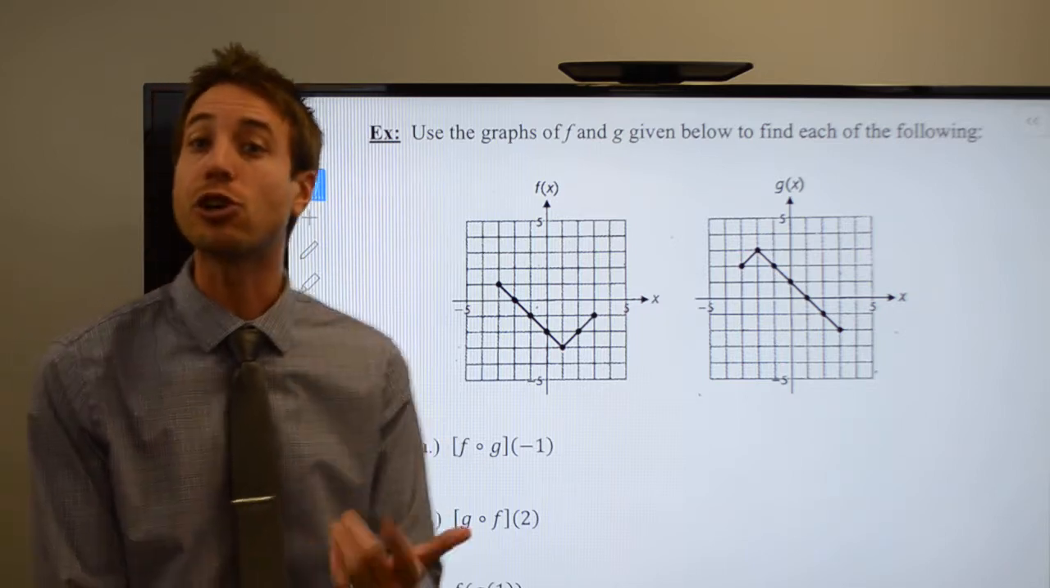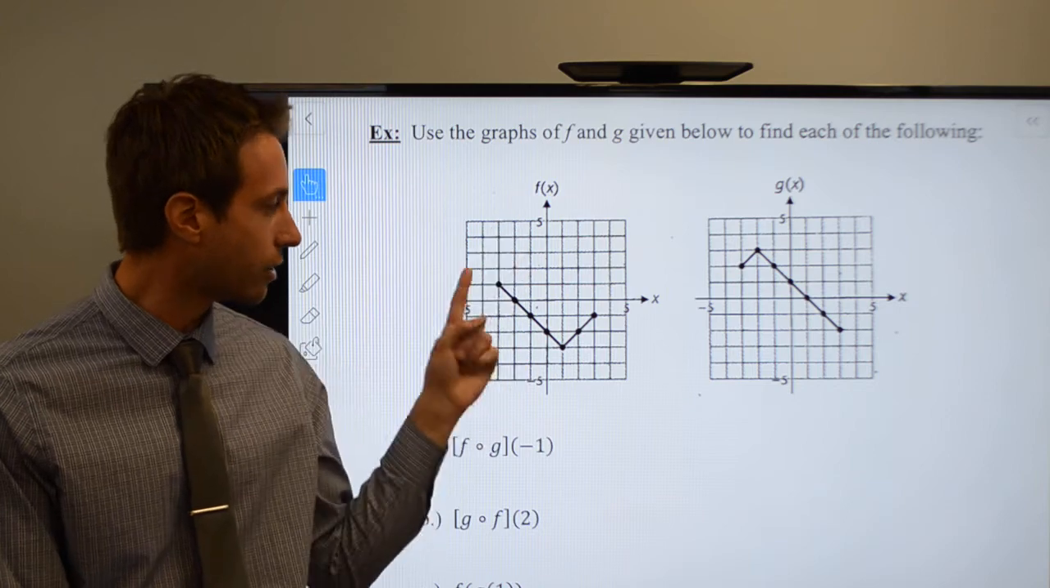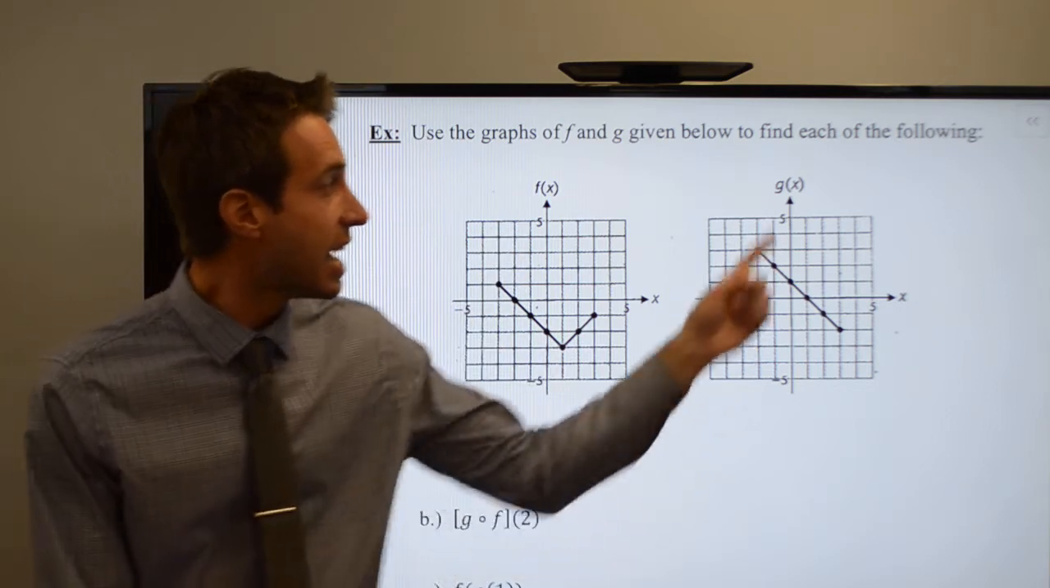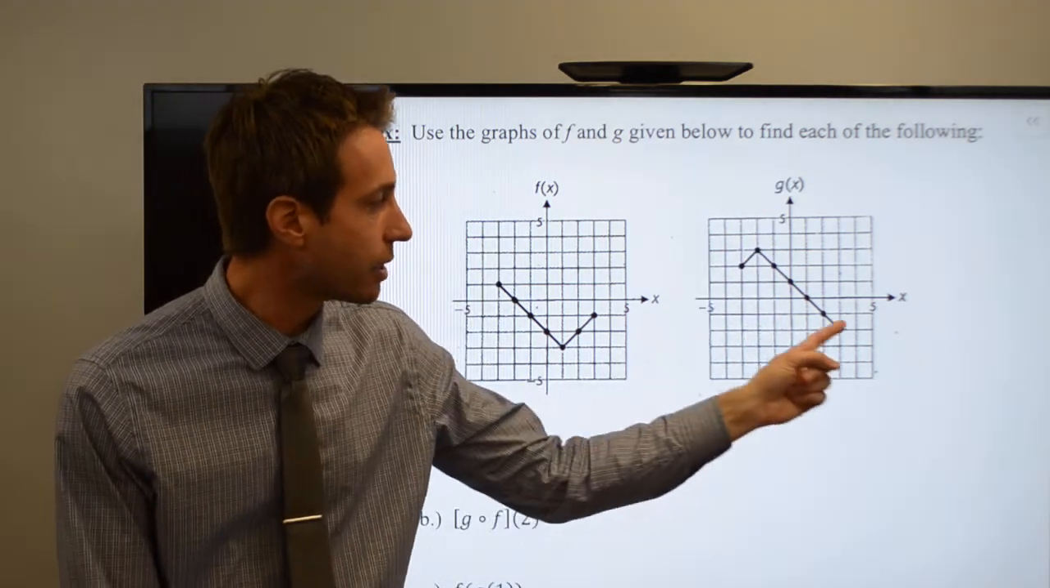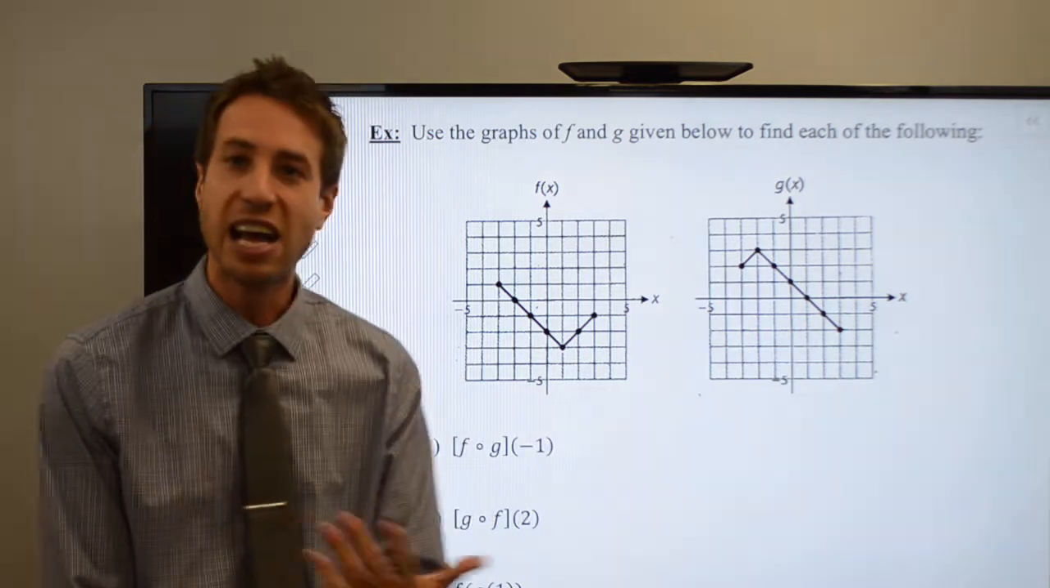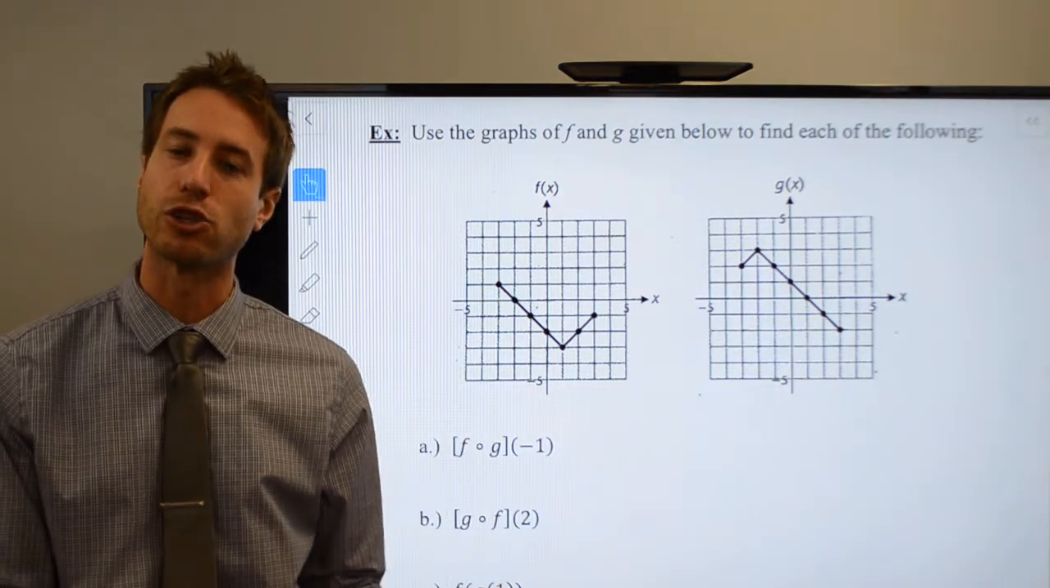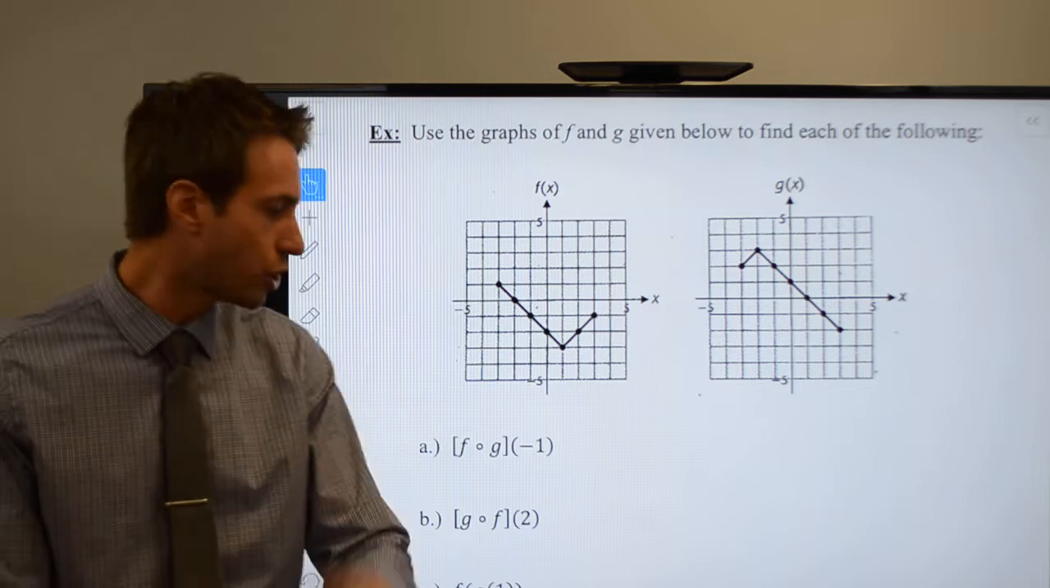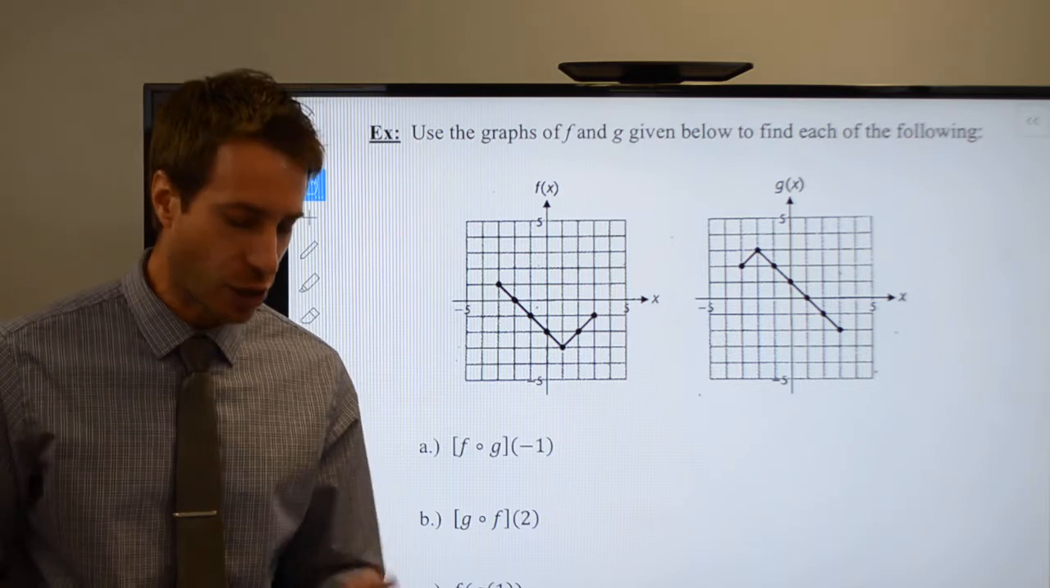I could simply give you the graph of f of x. Here it is. There's the graph of f of x. And a graph of g of x. There it is right there. There's the graph of g of x. And I can ask you to do composite functions for these guys as well. So we're just going to go ahead and jump right into these and show you how they work.